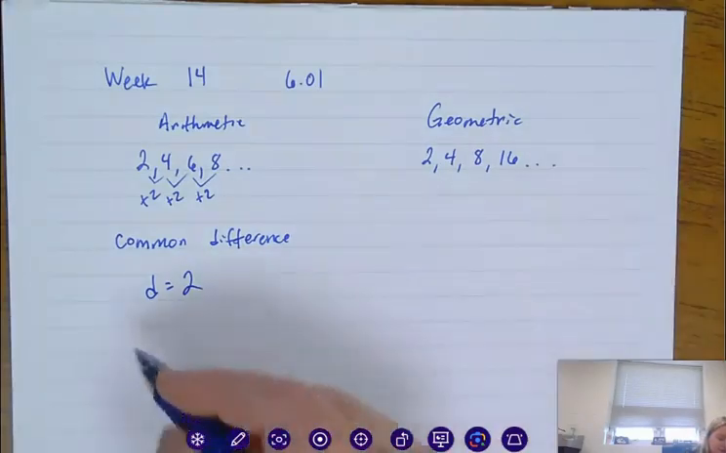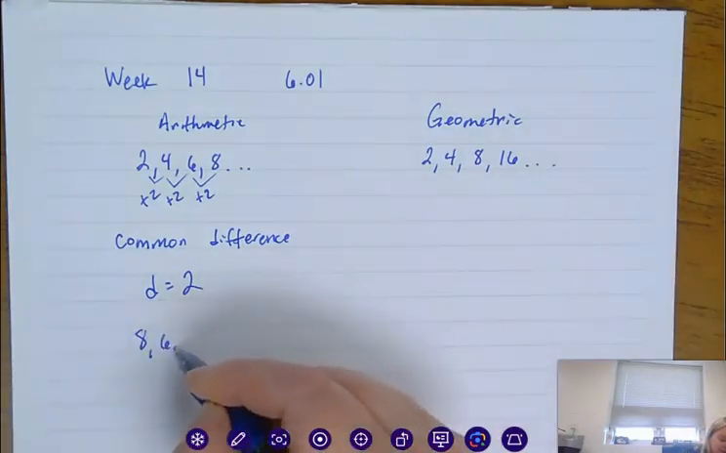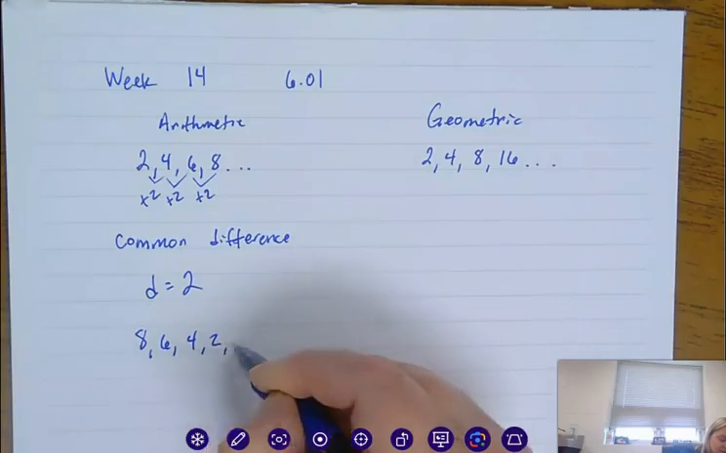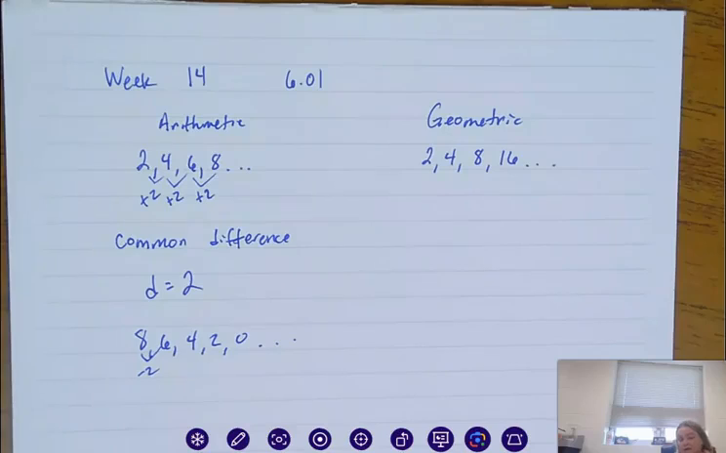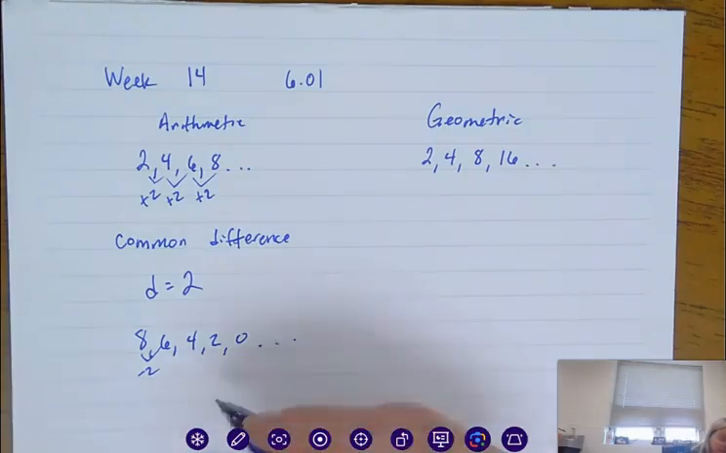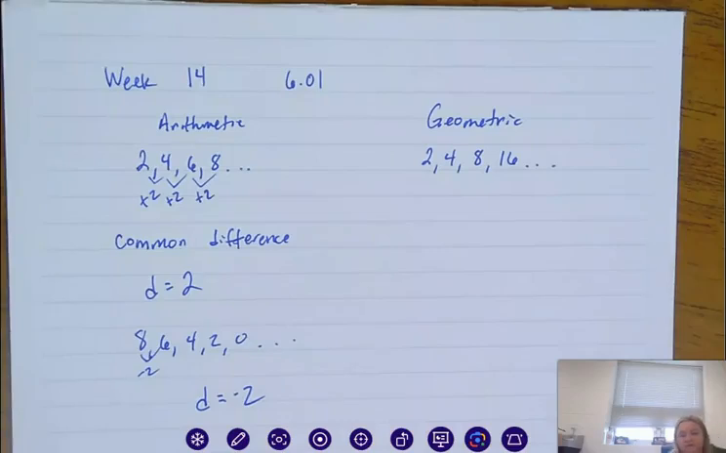If, for instance, the numbers went like this, in this case, I would be subtracting 2, but we really only talk about addition, so I would say that what we add is a negative 2. So if the number goes down by 2 each time, the common difference is negative.